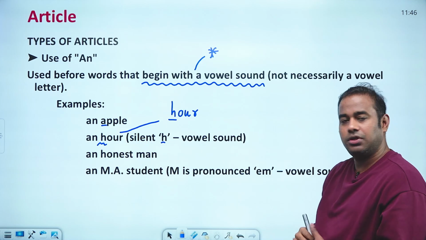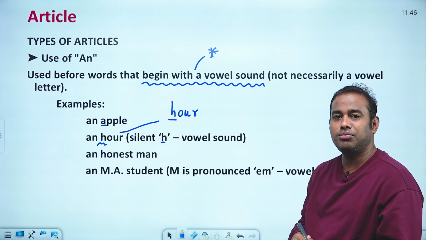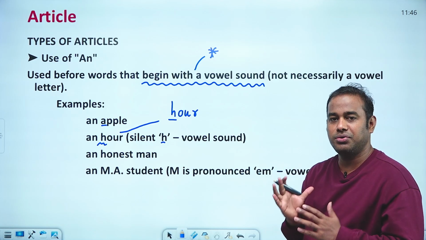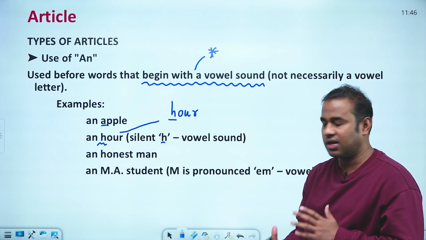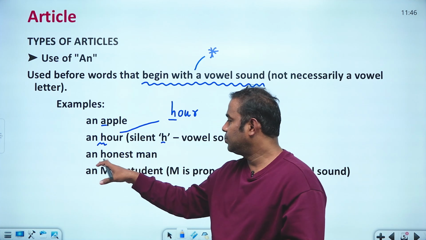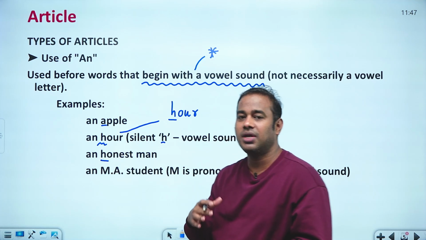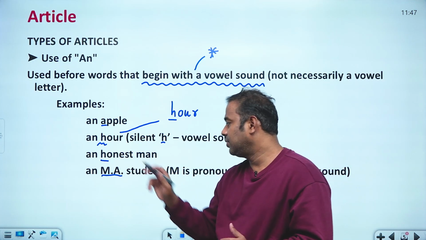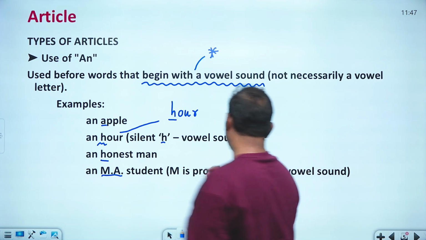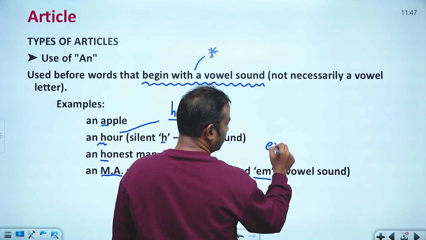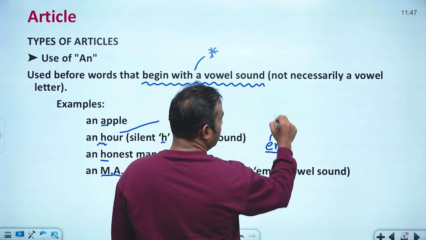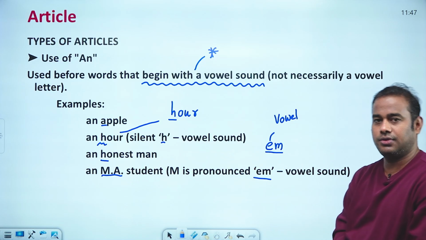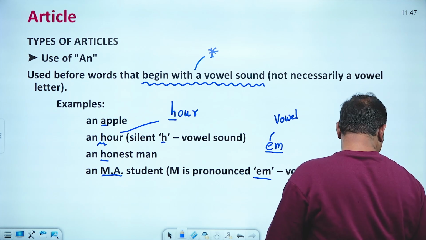So you need to look at the sounding system to decide whether to use a or an, even though it is an indefinite article. Here also, as I said, in honest, H is silent, so it becomes an honest man. Then in an MA student, M starts with the sound "em", so E is the vowel sound, and that's the reason we use an. So this is one point.